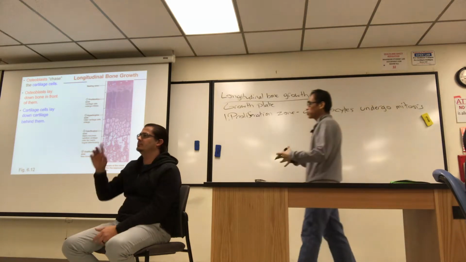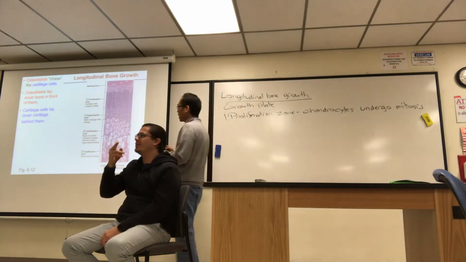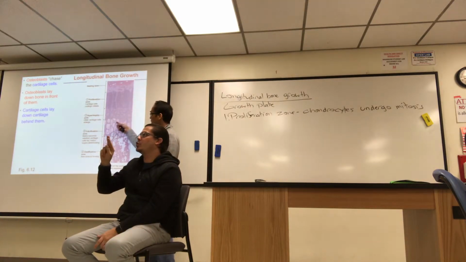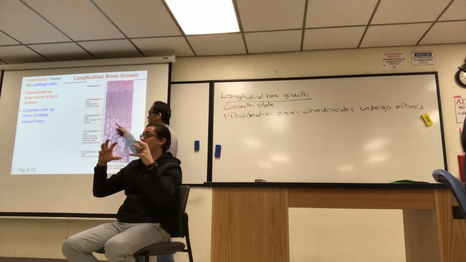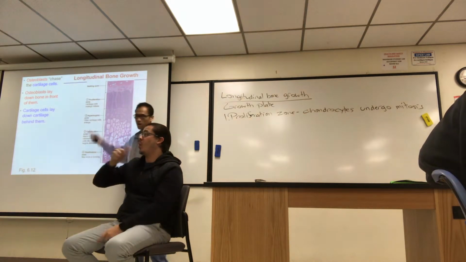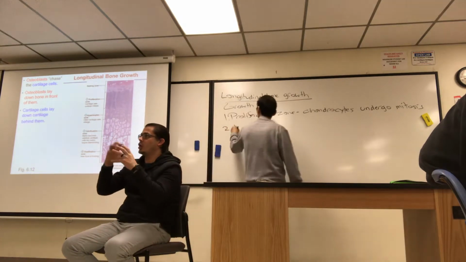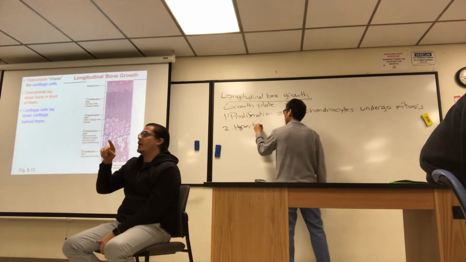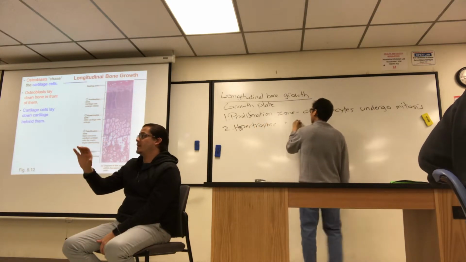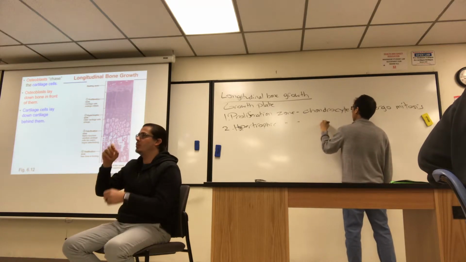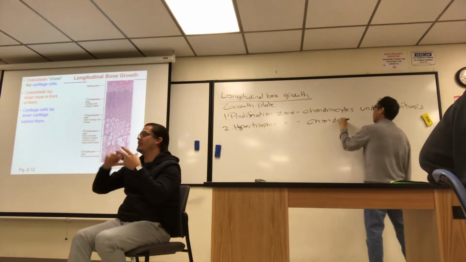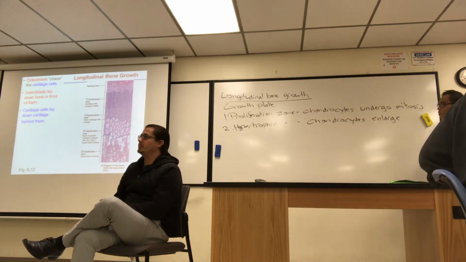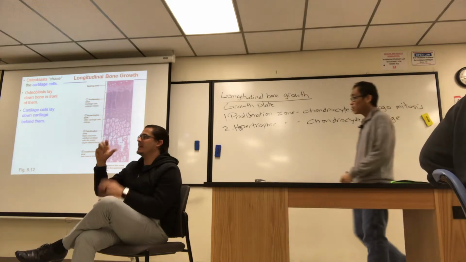They get older, they hypertrophy, that's when they start to die. Not yet, but hypertrophic because the cells get bigger, right? The older cartilage cells enlarge. That's a pretty good descriptor. So that's number 2, the hypertrophic zone. The chondrocytes enlarge.